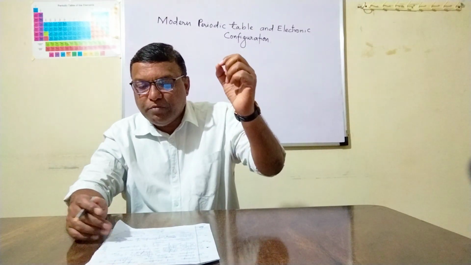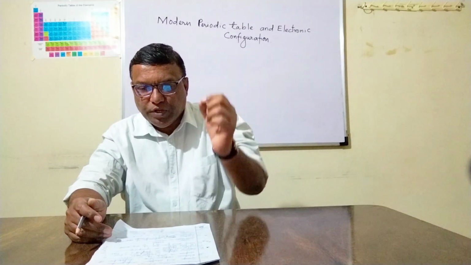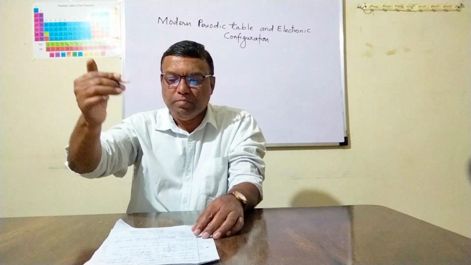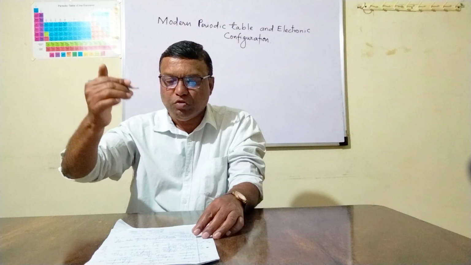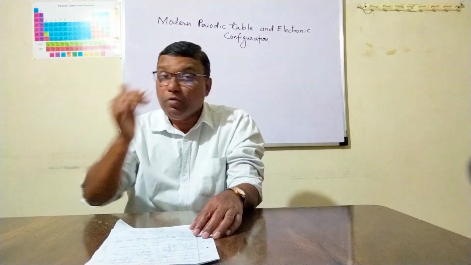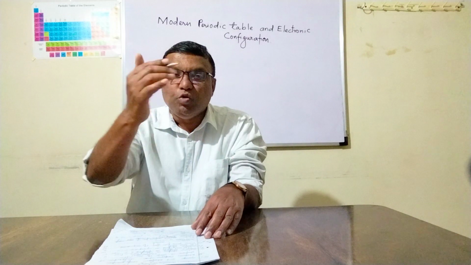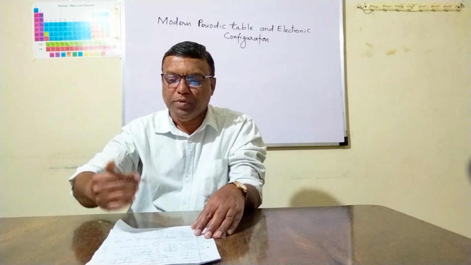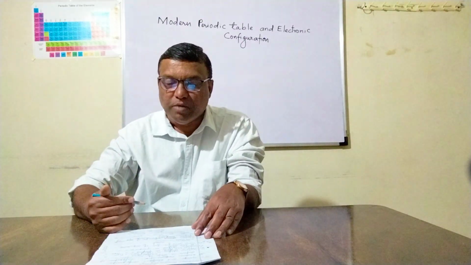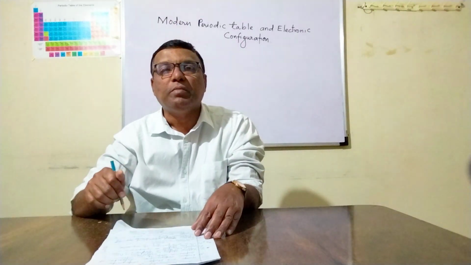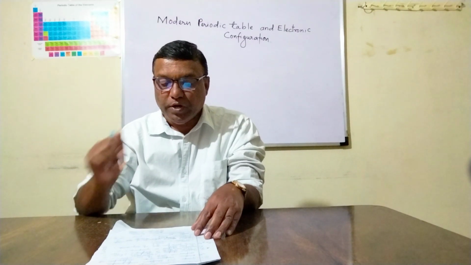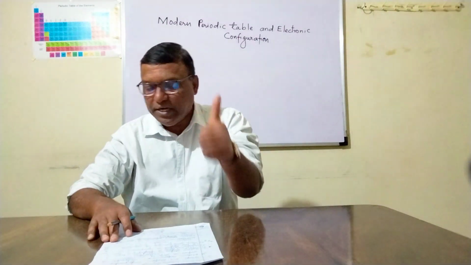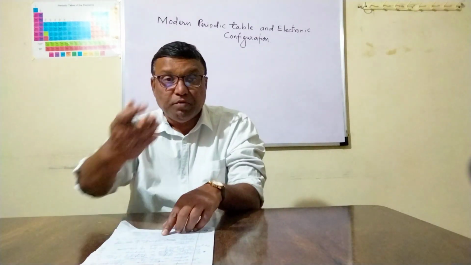So when we are going in the first group from hydrogen up to francium, hydrogen, then lithium, then sodium, then potassium, then rubidium, then cesium, then francium, what do we observe? As we go down, hydrogen to lithium, lithium to sodium, sodium to potassium, potassium to rubidium, rubidium to cesium, cesium to francium, the number of orbits or number of shells increases. Let us see an example.